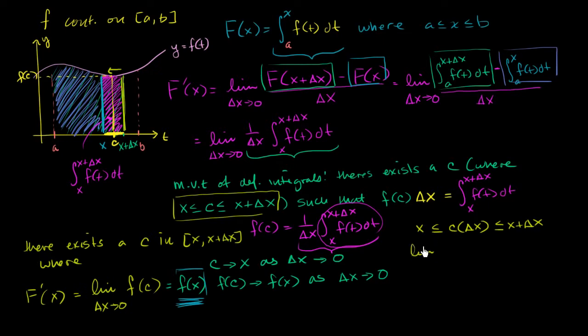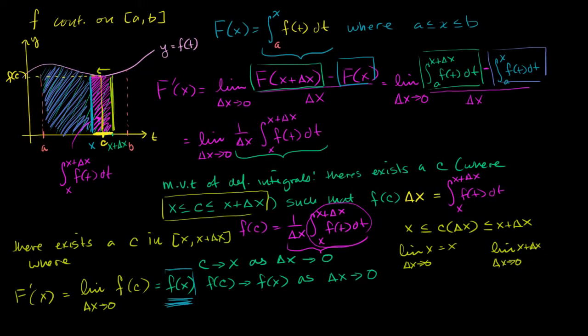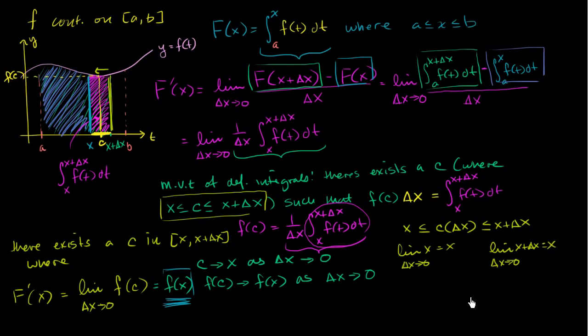Well, what's the limit of x as delta x approaches 0? Well, x isn't dependent on delta x in any way, so this is just going to be equal to x. What's the limit of x plus delta x as delta x approaches 0? Well, as delta x approaches 0, this is just going to be equal to x.